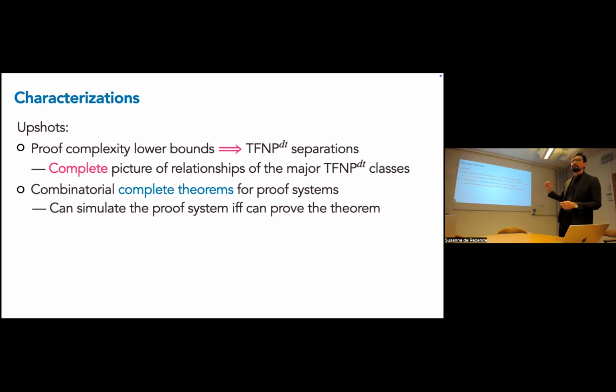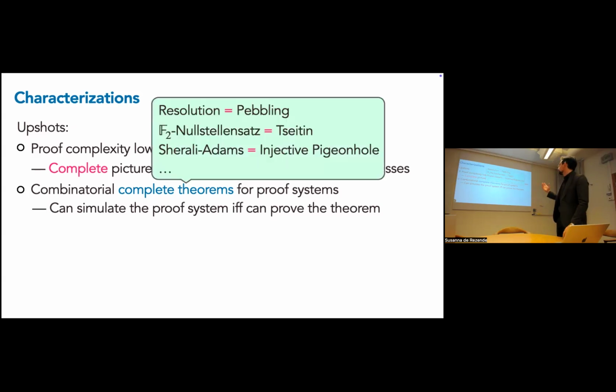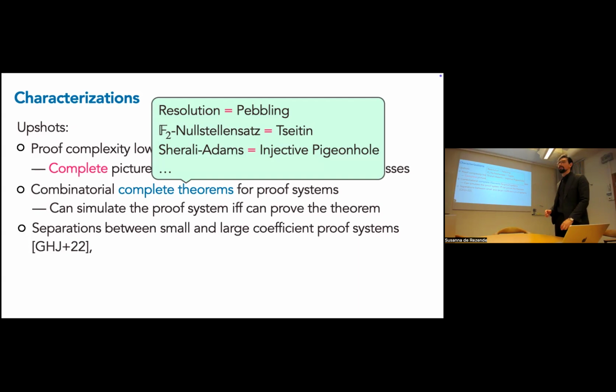By complete theorem, I mean you can simulate the proof system essentially if and only if you can prove this theorem. So you get that resolution is pebbling, Nullstellensatz over F2 is Tseitin, Sherali-Adams is injective pigeonhole. You get things for polynomial calculus and Nullstellensatz over other fields. You get separations between large and small coefficient proof systems. This was a very nice result.